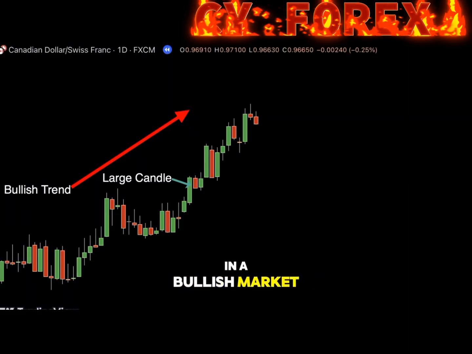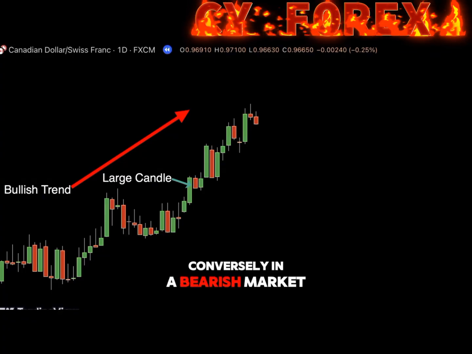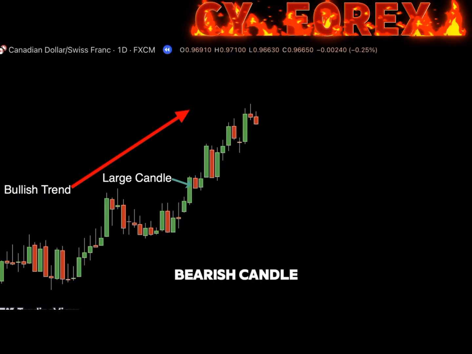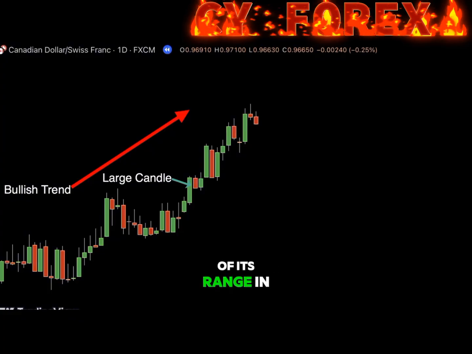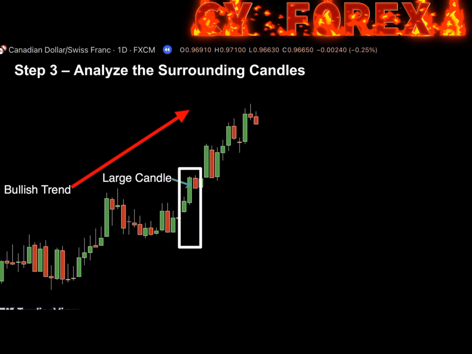In a bullish market, look for a strong bullish candle with a wide body. Conversely, in a bearish market, focus on a large bearish candle that also has most of its range in the body.